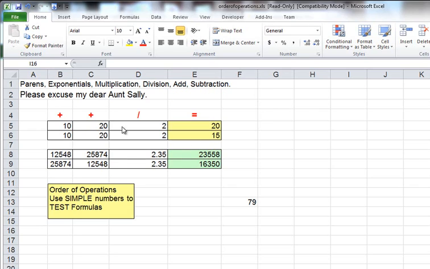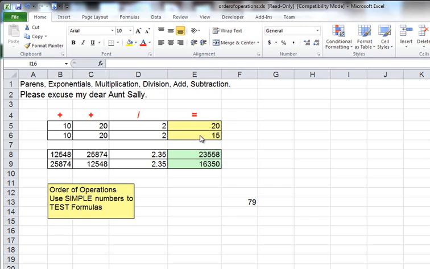So if you were adding 10 plus 20 divided by 2, if you don't have any parens, what will it do next? The exponentials. There are none. What will it do next? The multiplication. There are none. What will it do next? The division. So it's going to take 20 and divide it by 2, which is 10, and add that to 10, and that's why the answer is 20 right here.